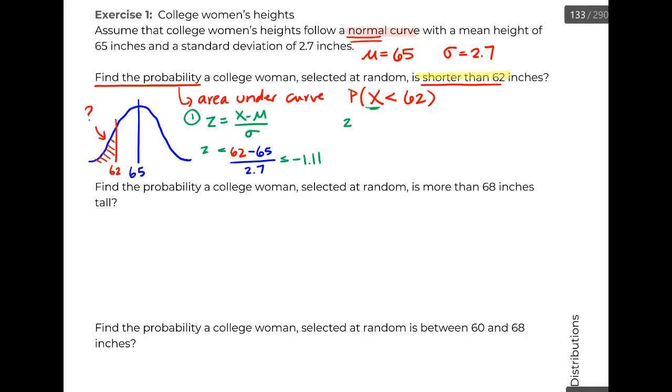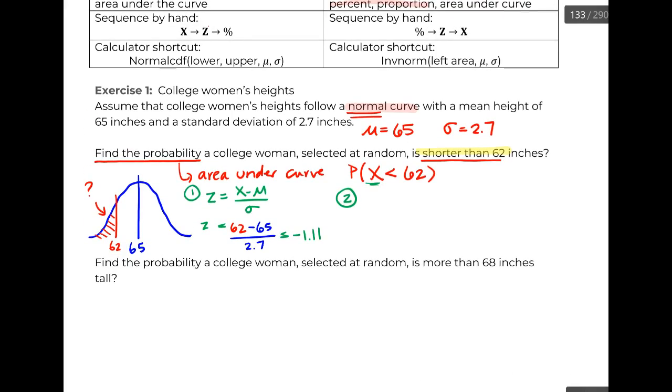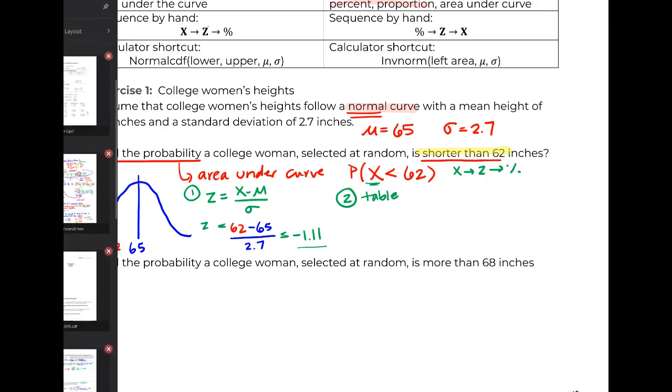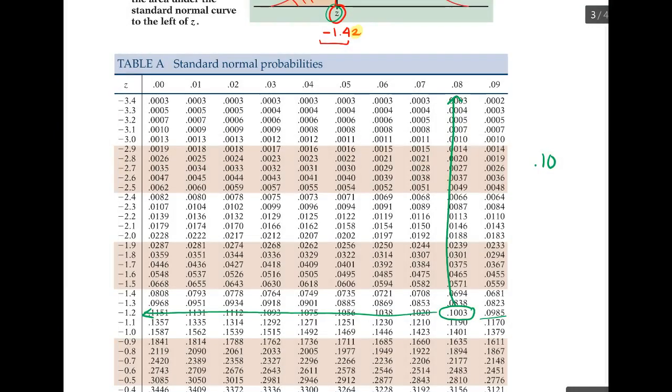And then your second step, if you're doing this by hand, is you take the x, turn it into a z, take this observation of 62, make it into a z-score, and then we can look up our probability. Here's where you'd go to the table. So we're already on the left side, which is exactly what the table is. We now have a z-score, so all we'd have to do is go negative 1.11. So there we are, 0.1335.